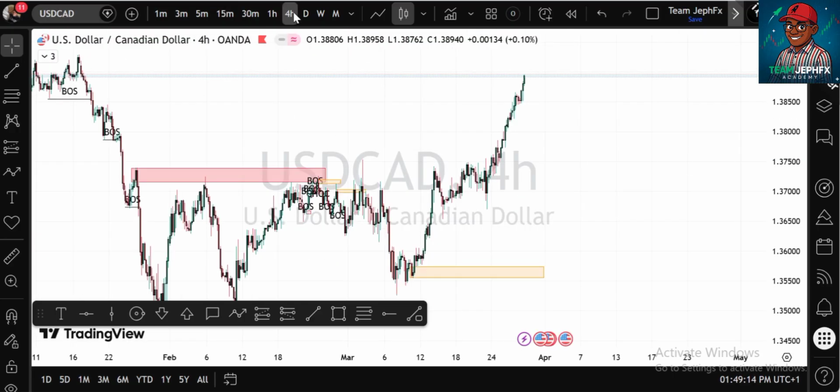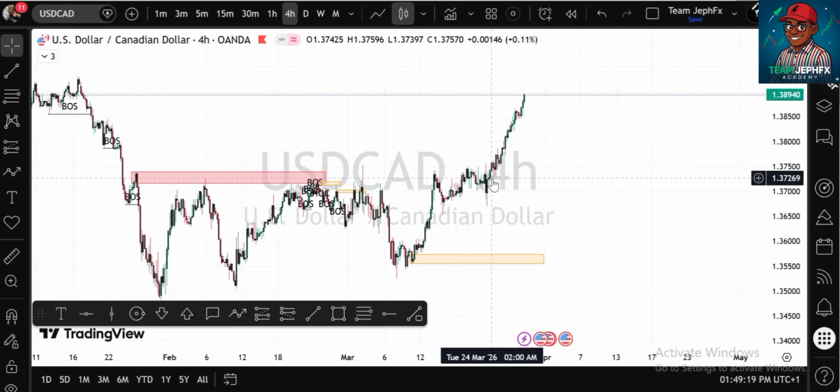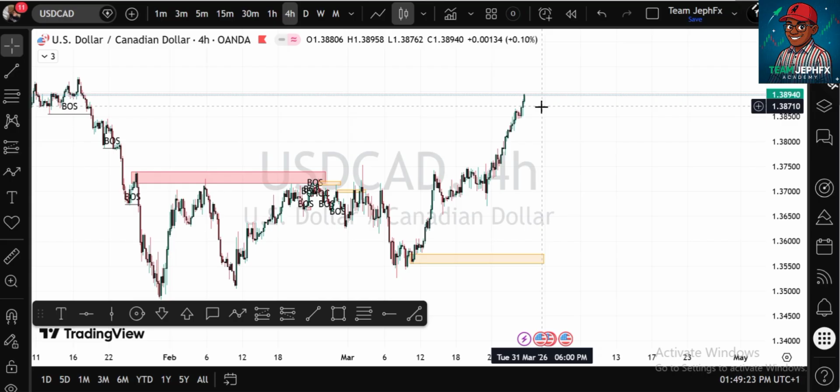Now, for USD CAD, the market is not really clear. As you can see, it's just forming small candles, and it just keeps ticking up like that. So I'm not really going to be looking much at that pair. I didn't even mark any analysis for that.